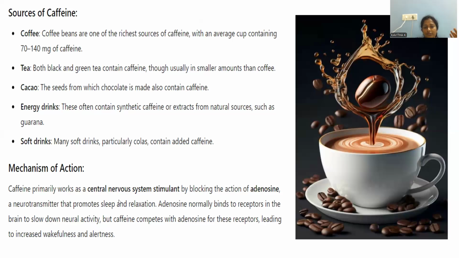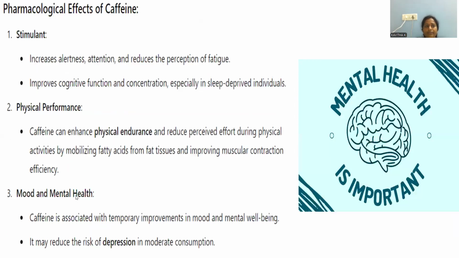So the central nervous system will be activated by means of caffeine, so that we are promoted out of the sleep and relaxation process, and the sedation tendency will be removed. Adenosine normally binds to the receptors in the brain to slow down neural activity, but caffeine competes with adenosine, so that giddiness, sedation, sleeping tendency, whatever kind, everything will be mitigated. This is the working action of caffeine.